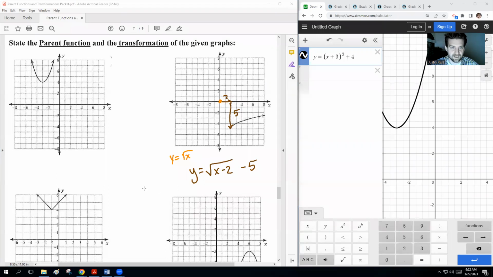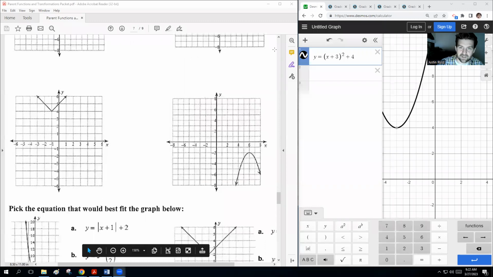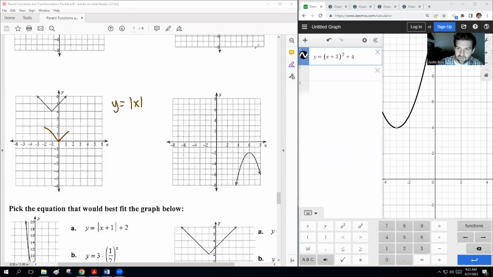That's good. Okay. This one here, we have our absolute value, okay, because it makes the V shape. All right, so it's going to be y equals absolute value of x. Let's see. Normally the V starts at 0, 0, but this is to the left 1 and then up 4. All right, to go left 1, we add 1 on the inside. And then to go up 4, we add 4 on the outside.